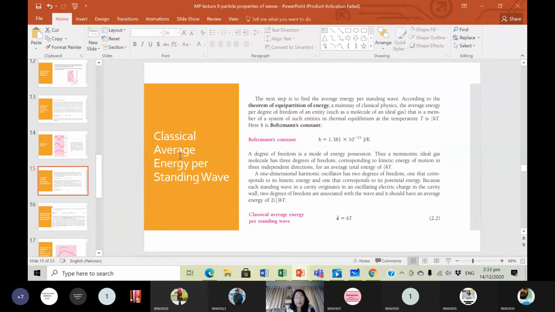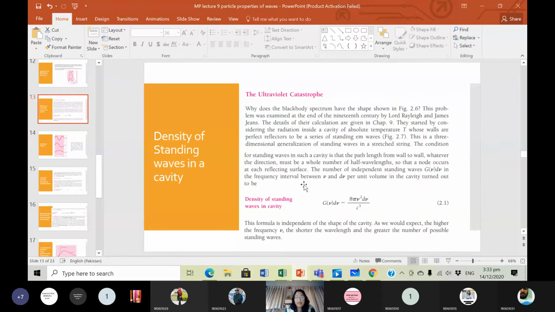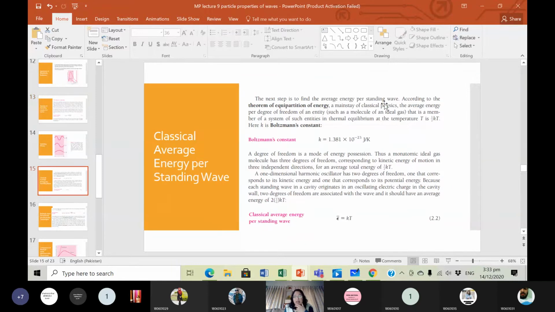So basically, now once we have found the number of standing waves in the cavity per unit volume over a frequency interval, we want to find the average energy per standing wave, then multiply it by the number of standing waves per unit volume in the frequency interval. So now, have you studied statistical mechanics before? Any one of you? Do you know about the theorem of equipartition of energy? Okay. If you don't know about it, we'll just talk about that right now.